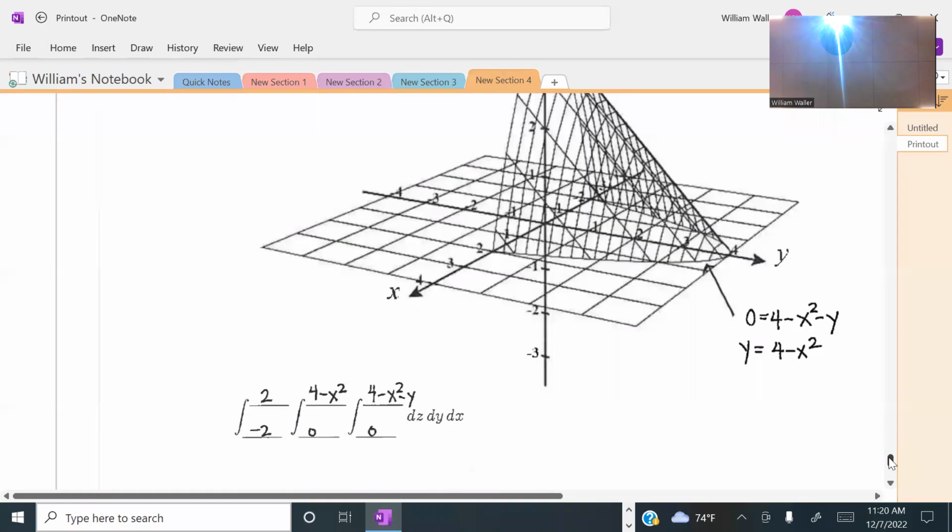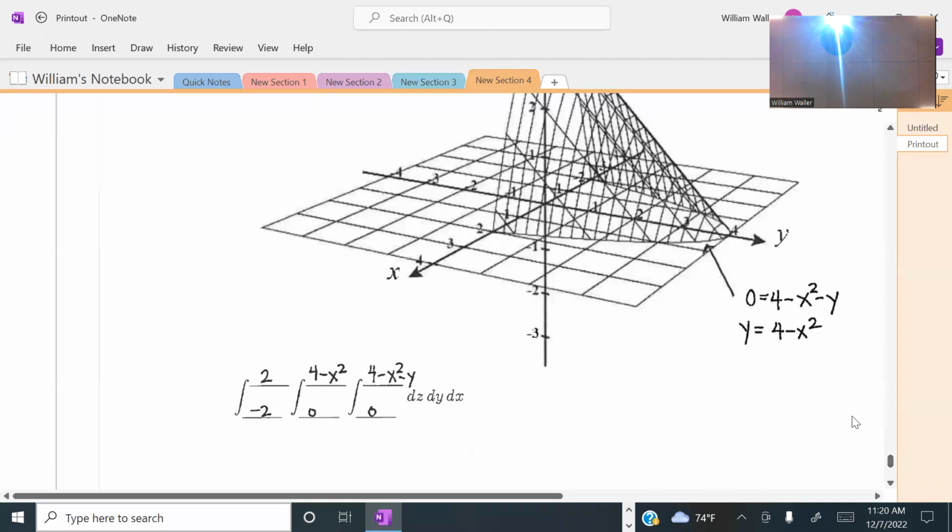So to set up the triple integral, what it says is start with dz, okay? And that means use an integrand of one, just use an integrand of one, so you don't have a fancy integrand. It's just like an area.